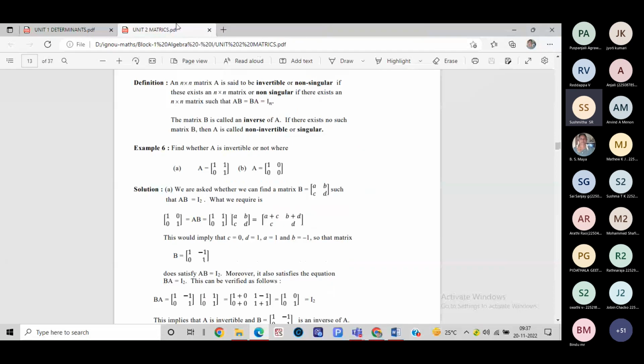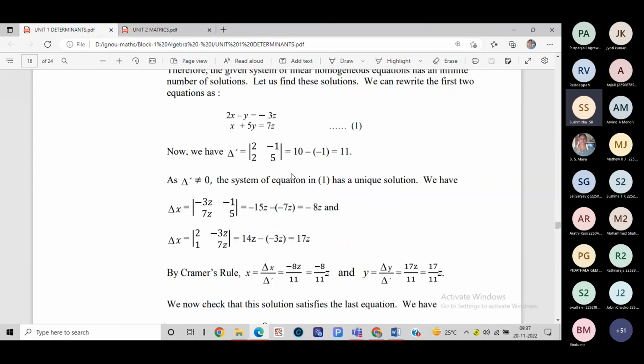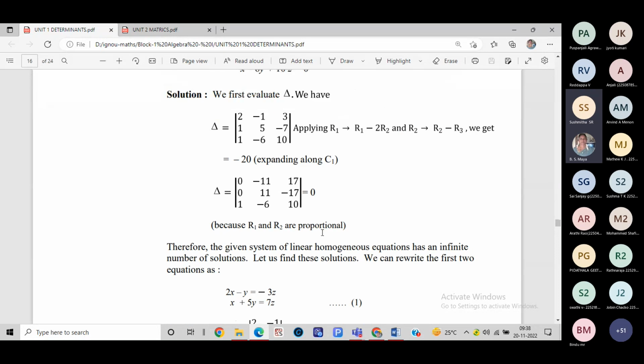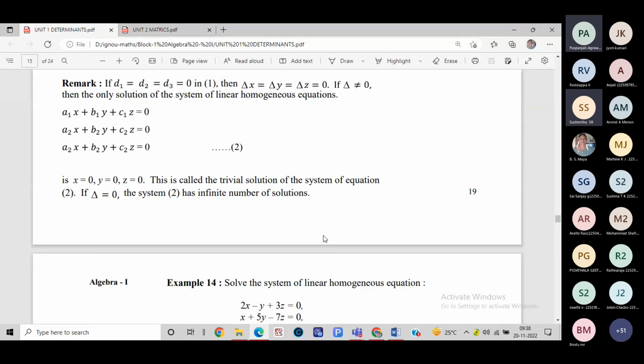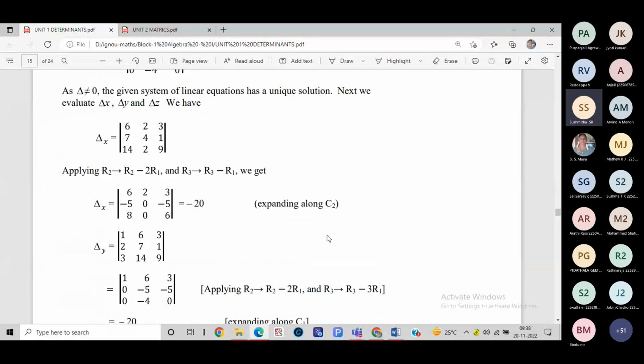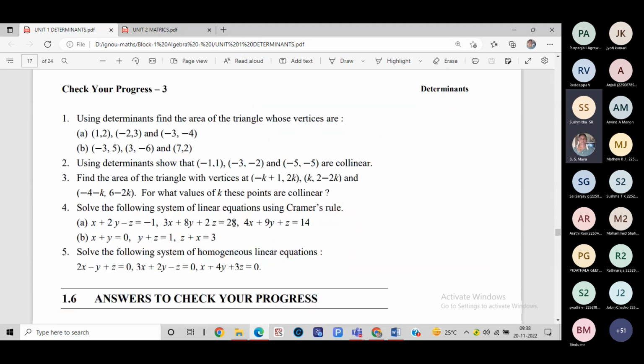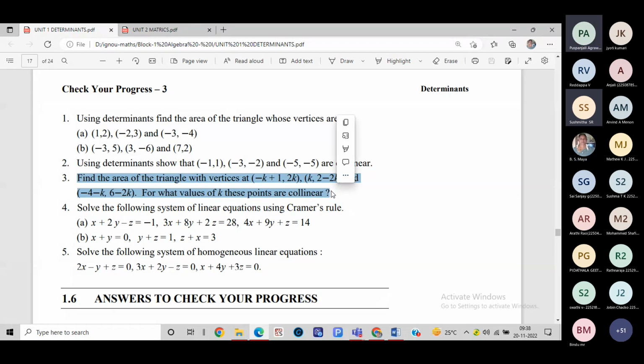Ma'am, one more question. In check your progress 3, the third question, minus k plus 1, that question, determinant. Area of the triangle with vertices. Area of triangle. Okay. Third one, ma'am.